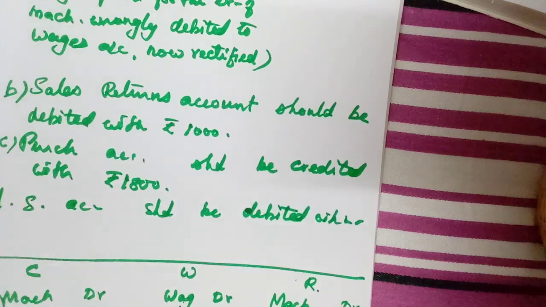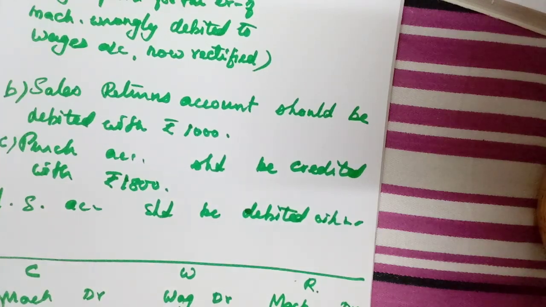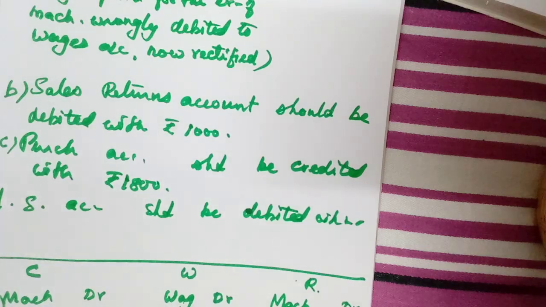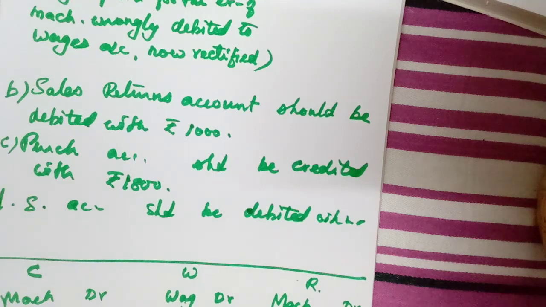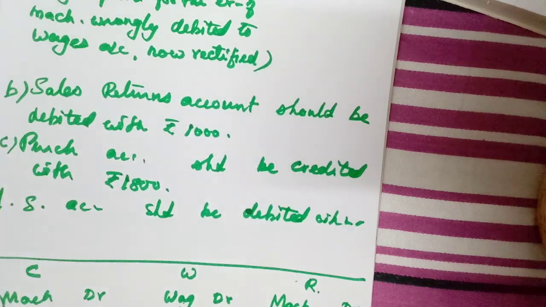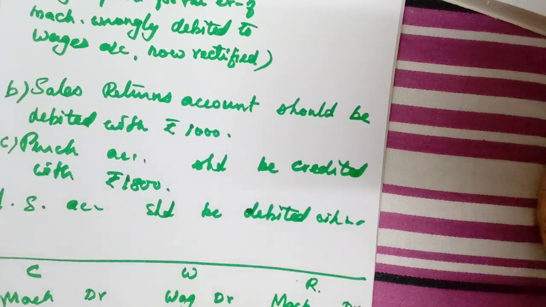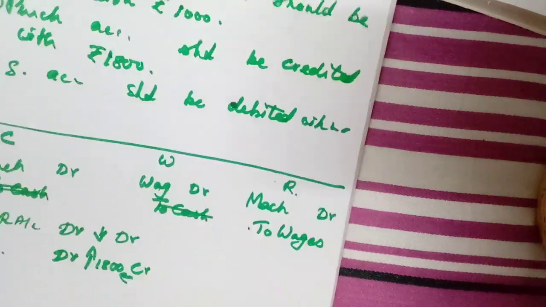Then cash paid to Mukil, which was debited to Akhil's account. Here you see two mistakes. One, instead of Mukil's account they have debited Akhil's account, and the amount is also wrong. 2800 they have written as 2000. Both mistakes: wrong account, wrong amount.